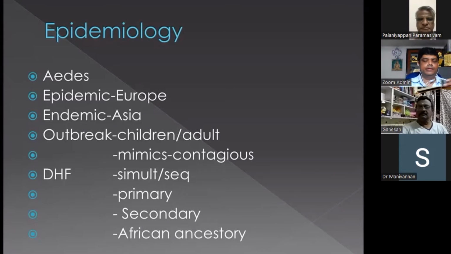So one interesting finding they picked up is that the severe form of dengue fever is very rare in African people. They have the infection, but they don't develop complications like severe dengue or dengue hemorrhagic fever. Probably they have a genetic resistance or something. We are not aware.